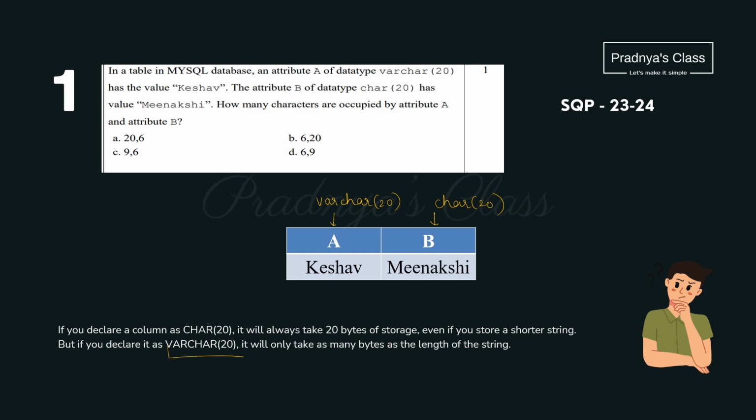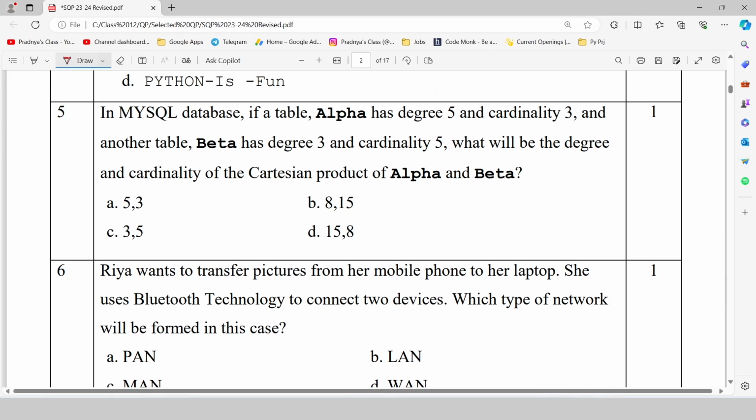We know varchar means variable length string. It takes as many bytes as the length of the string. The length of the string is 6. So attribute A will occupy 6. Whereas in case of char(20), it's a fixed length. The size is 20 means the characters occupied by it will be 20. Look at the options. The correct option will be B, 6 and 20. There is one more question.